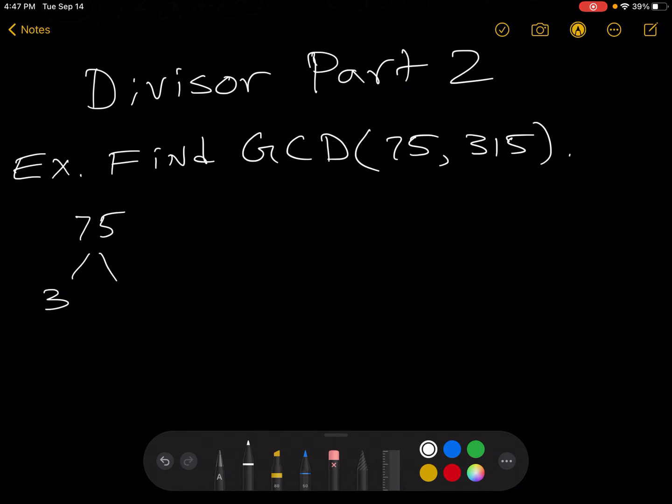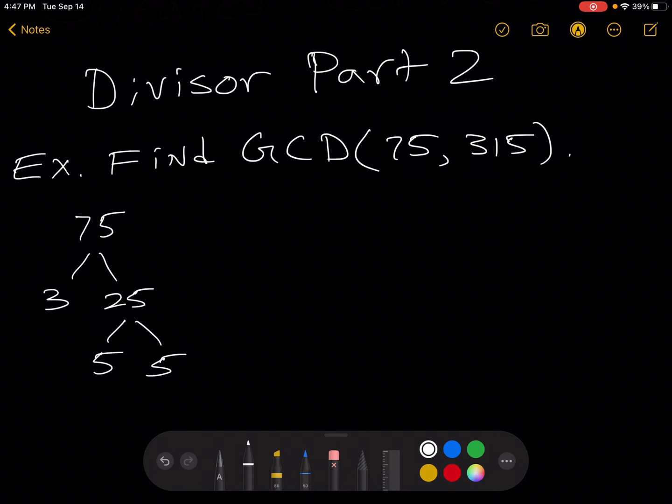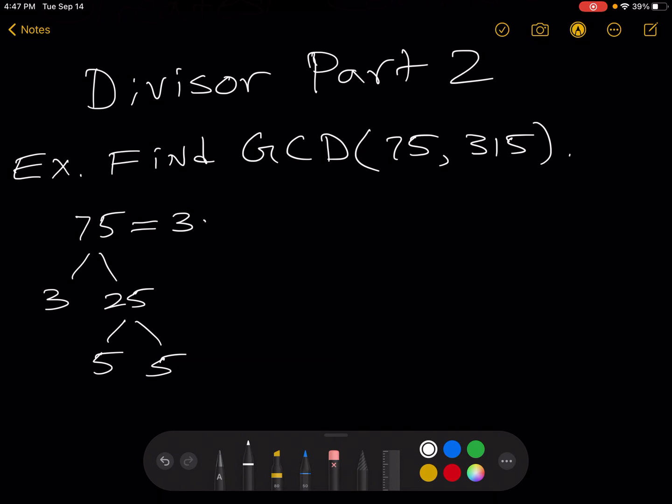75 is 3 times 25, and 25 is 5 times 5. So that means that 75 can be written as 3 times 5 squared.